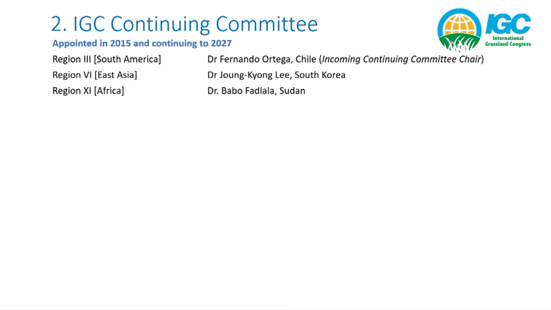Okay, thank you. So I'll start with the three names up there, who are the people that were elected at the 2015 Congress in India, and they serve for two terms, between two congresses. But because Kenya was a virtual congress, we couldn't actually elect people, so their terms got extended through until the next congress, which for this group of people will be 2027. And the new chair of the continuing committee comes from those who are continuing to 2027. So they've served a term, got some knowledge. And so I want to congratulate Dr. Fernando Ortega on agreeing to serve as the incoming chair of the continuing committee.